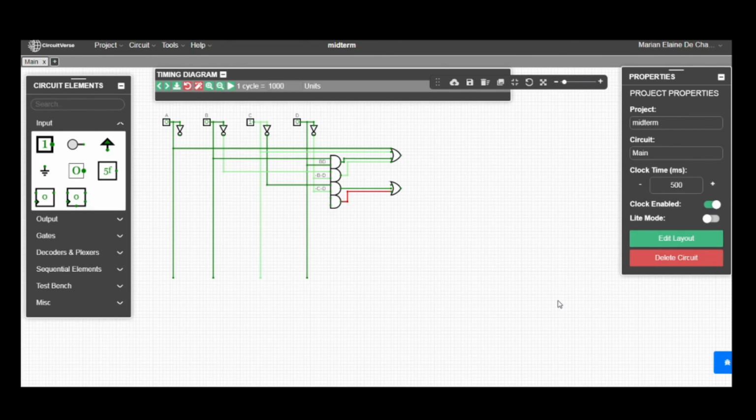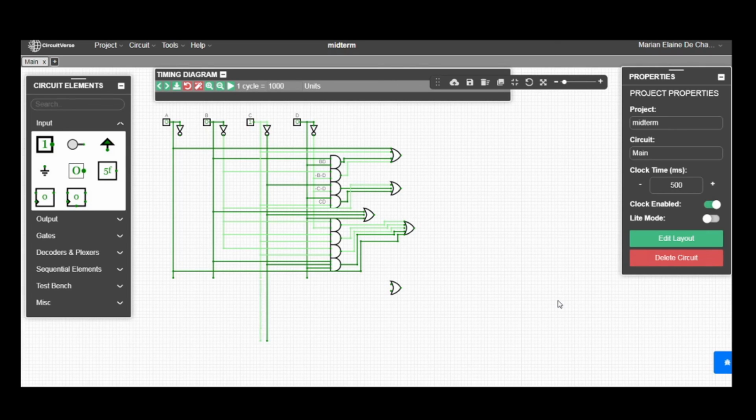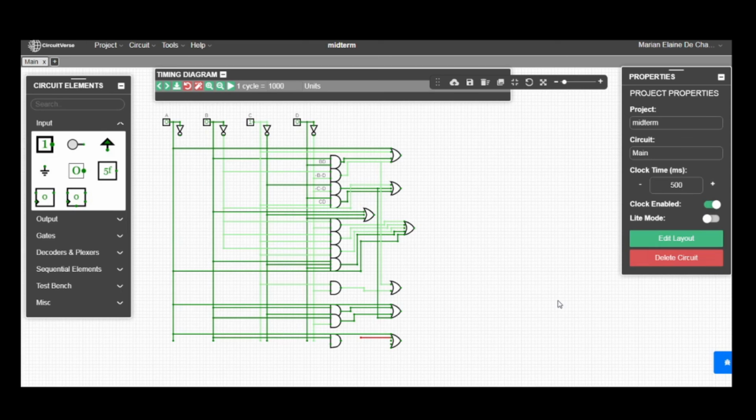So we formulated that A is equal to A plus C plus B times D plus not B times not D. B is equal to not B plus not C times not D plus C times D. C is equal to B plus not C plus D. D is equal to A plus not B times not D plus not B times C plus C times not D plus B times not C times not D. E is equal to not B times not D plus C times not D. F is equal to A plus B times not C plus B times not D plus not C times not D. And lastly, G is equal to A plus B times not C plus not B times C plus C times not D.